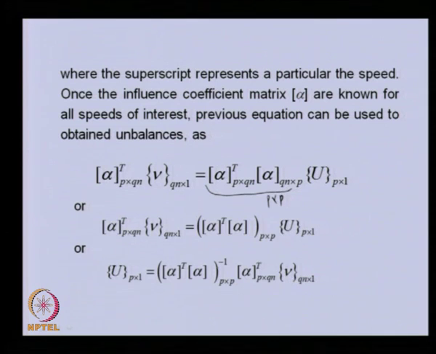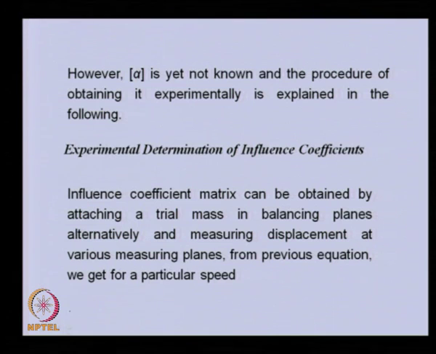But here at present only the response is known to us, but these influence coefficients are not known. So if we can find out these influence coefficients, the correction mass required in p planes we can obtain using this. Now let us see how we can obtain these influence coefficients, because now our aim would be to obtain this first, then the correction mass can be obtained. So we will be obtaining this influence coefficient using an experimental method, that means using the measurements only.